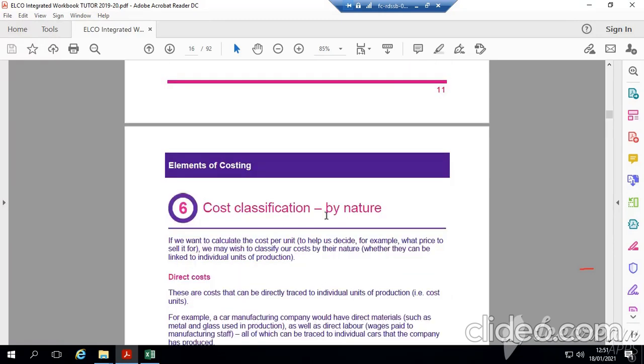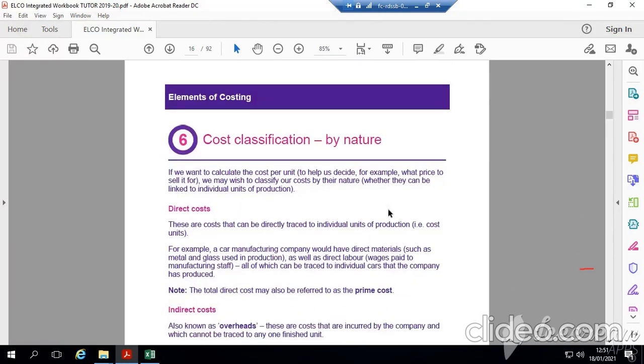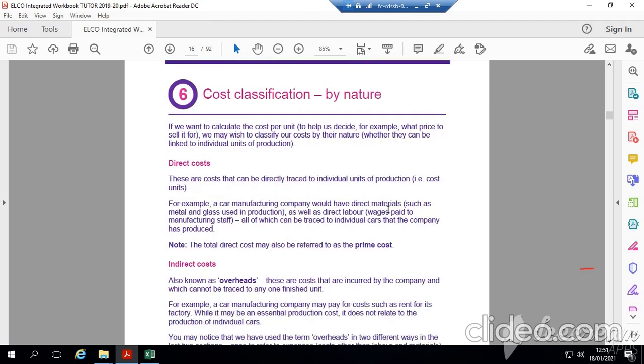The third one is cost classification by nature. Okay, so whether the cost is direct cost or indirect cost. So you need to understand what cost is direct and what cost is indirect. Okay, so we'll look at the examples. For example, what kind of materials is going to be direct cost? What kind of labor is going to be indirect cost?